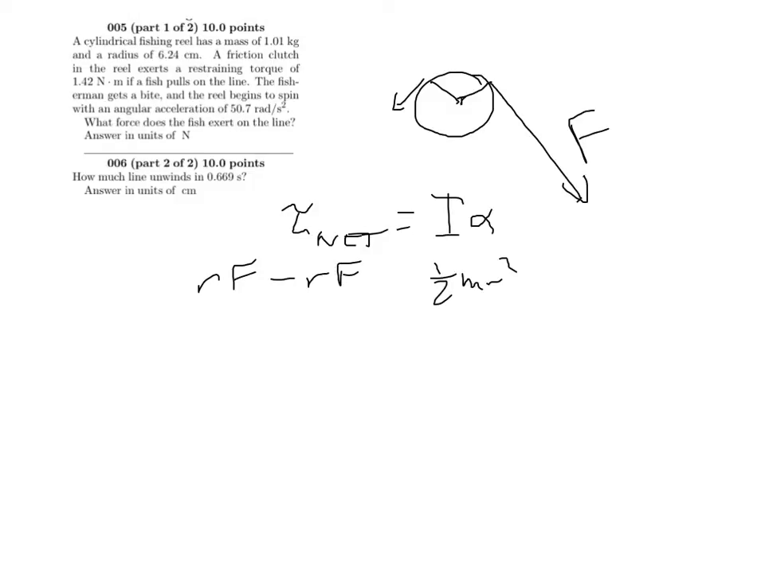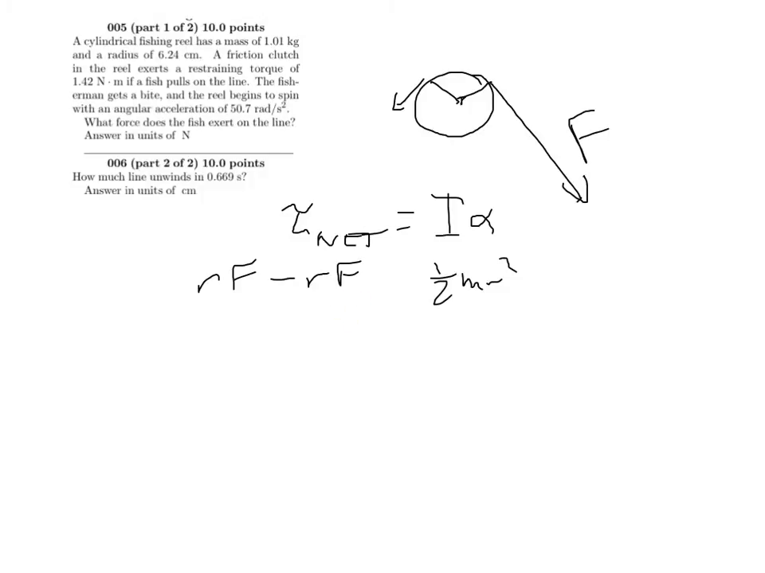But they already give you what the whole restraining torque is, so this is 1.42 for me, is the whole RF here. So I know this R, I know I'm looking for the force. This RF is given to me. I know the mass and I know the radius, so I can use all of this and solve for the unknown force of the fish.